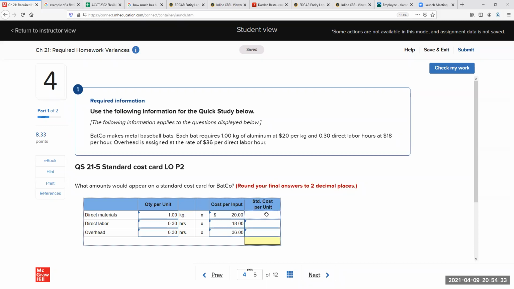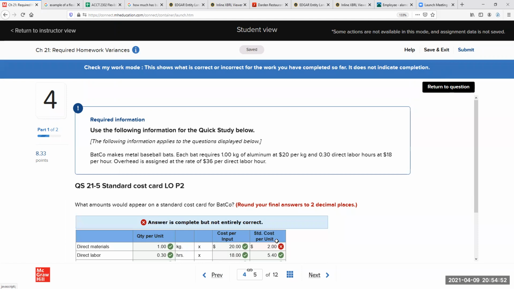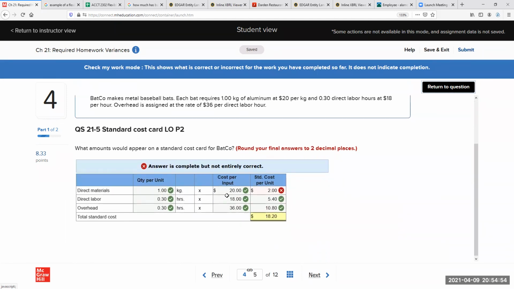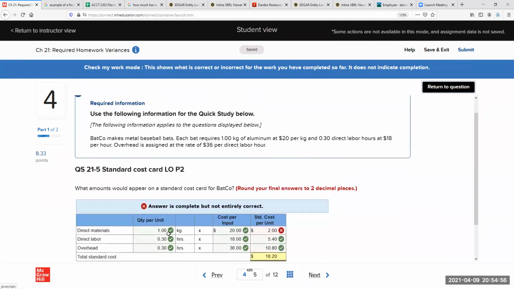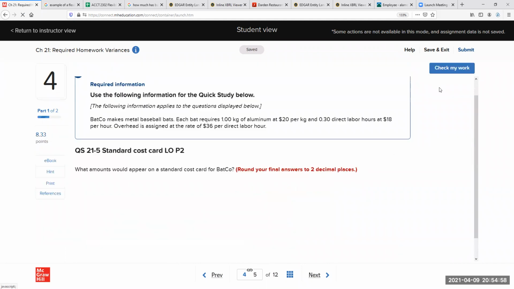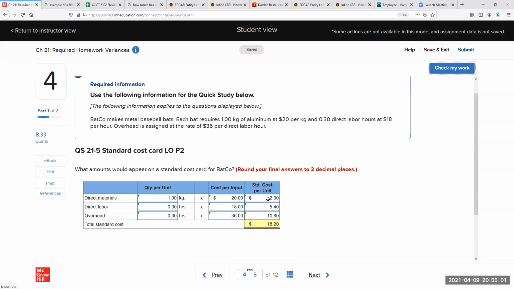So now you're going to have to multiply that by there. It's $20 there. And 0.3 times 18 is 5.40. And 0.3 times 36 is 10.80. Okay. All right. So let's see if we got it right. All right. So what did I do here? 1 kilogram at $20. Oh, it's $20, huh? It should be $20. All right. So let's try that.